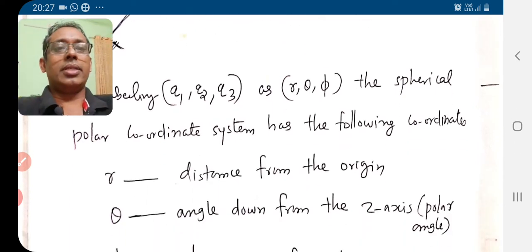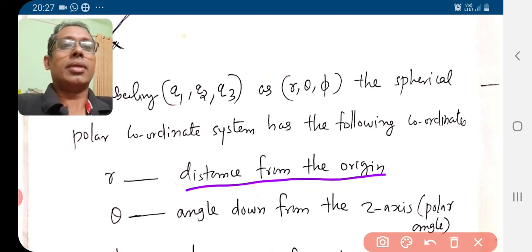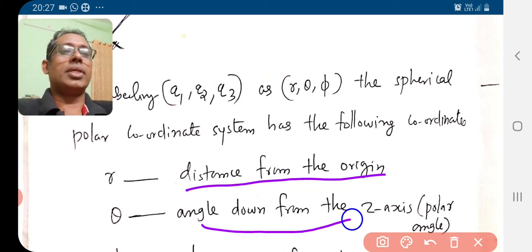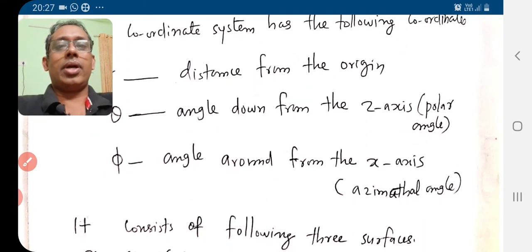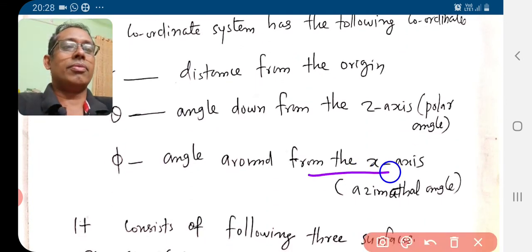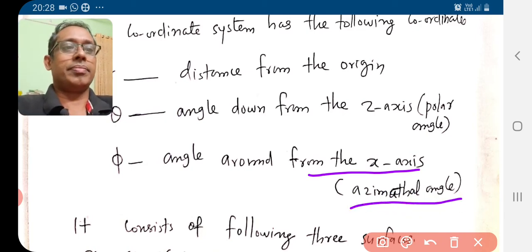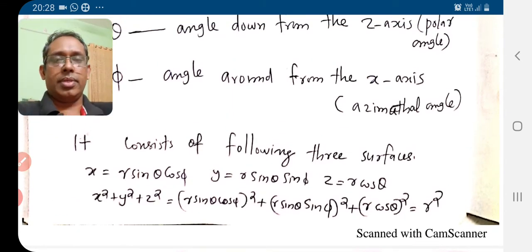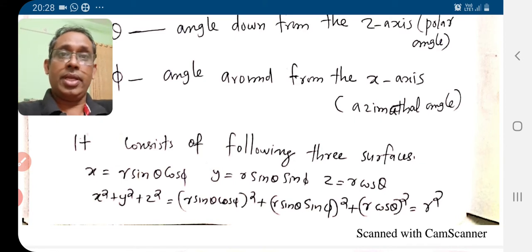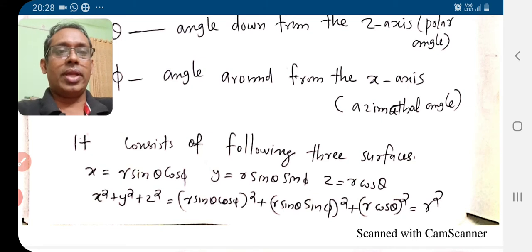R, as I said, is the distance from the origin. Theta is the angle down from the z-axis. It is called the polar angle. Then phi is the angle around from the x-axis, which is called the azimuthal angle. And it has three surfaces. We are considering a curvilinear coordinate system where we have three surfaces intersecting at a point.